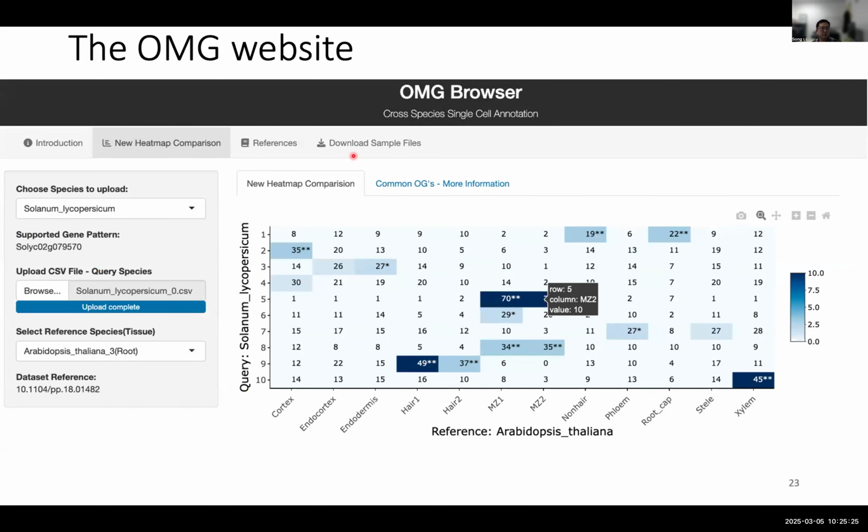This is the OMG website. First step, pick your species. The key step here is that you need to know the gene ID is the same format as we use in the website. And then you put in your CSV file, which are the marker files I'll show you in the next slide. This is basically a Seurat output. And then you're going to pick the reference species, and then this will give you the enrichment markers here.